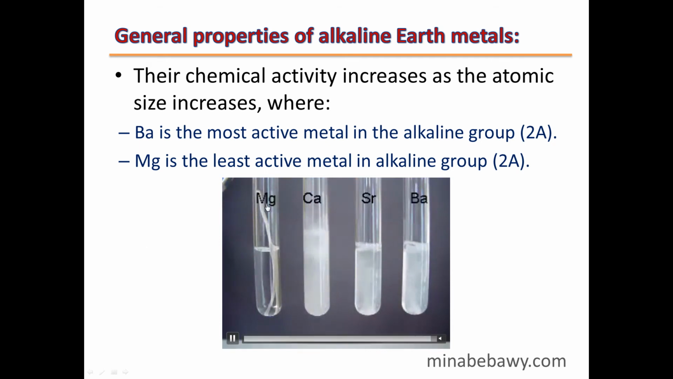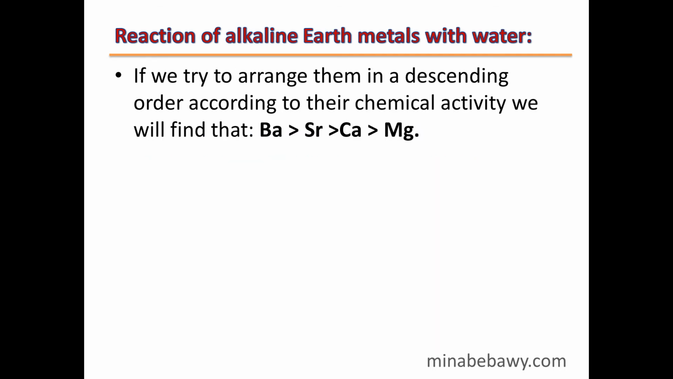Each test tube contains magnesium, calcium, strontium, or barium, and the number of hydrogen bubbles in the case of barium is more than that in the case of strontium, which is more than that in the case of calcium, which is more than that in the case of magnesium. So barium is more active than strontium, which is more active than calcium, which is more active than magnesium. So magnesium is considered the least active metal in the alkaline earth group.